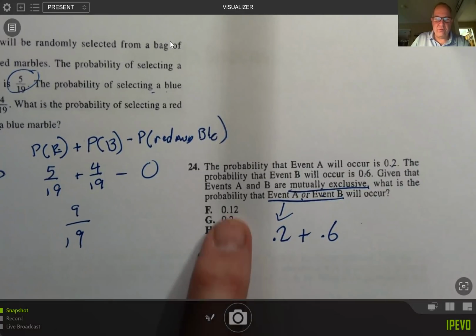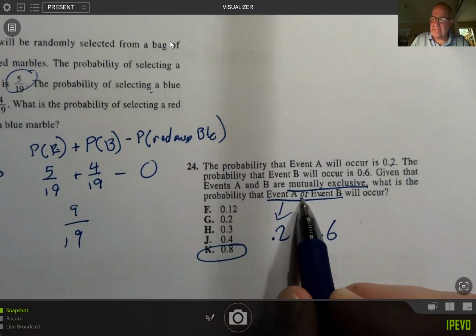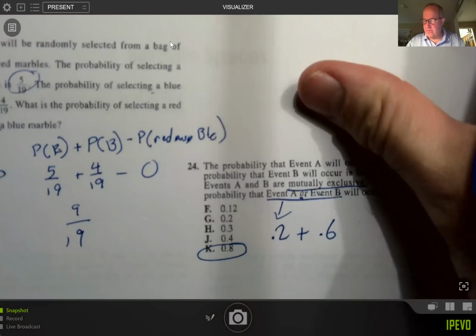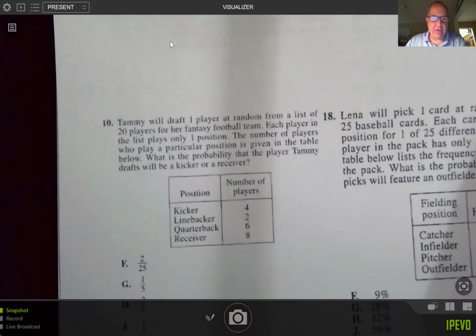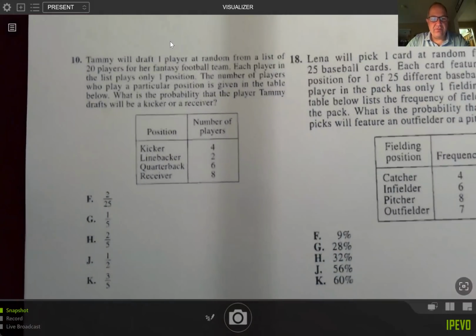Do you notice there's a 0.12 there? Thinking someone might try multiplying these. So you got to remember, when you see an "or" it means adding, when you see the word "and," it means to multiply.